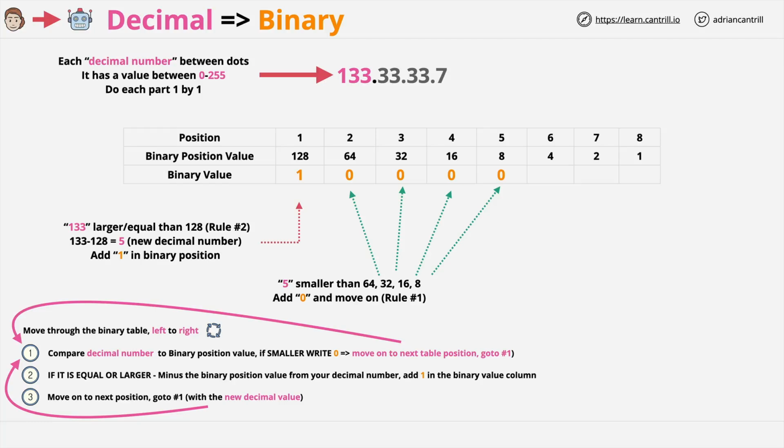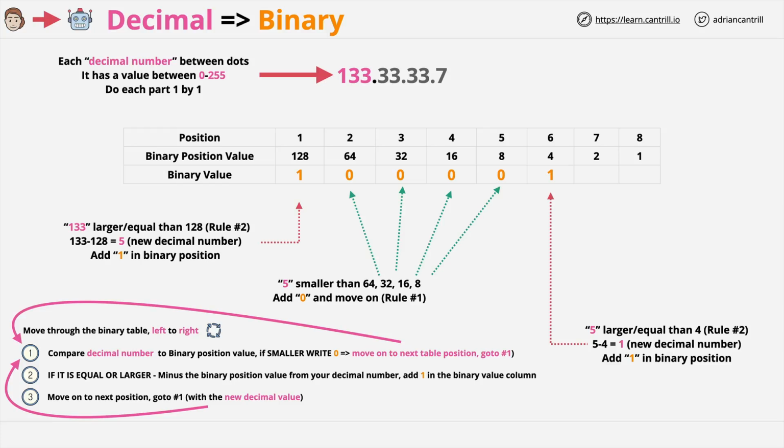So now we're at position 6 in the table. We compare our remaining decimal number, 5, against the value in position 6, which is 4. Now it's not smaller, so we move past rule 1. It is larger or equal, and so we use rule number 2. We add a value of 1 in this binary position and subtract this binary position value from our number. So 5 minus 4 equals 1. So we have 1 remaining in decimal. A binary value of 1 in position 6 is equal to 4 in decimal. So we've just added this to the binary number and removed it from the decimal number.